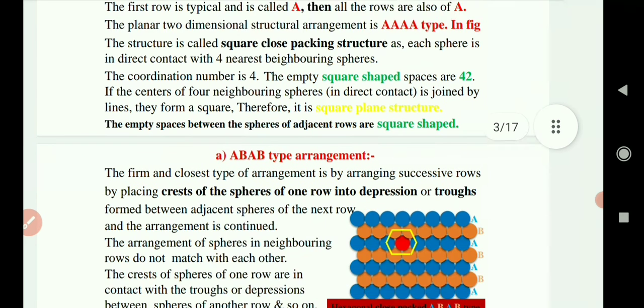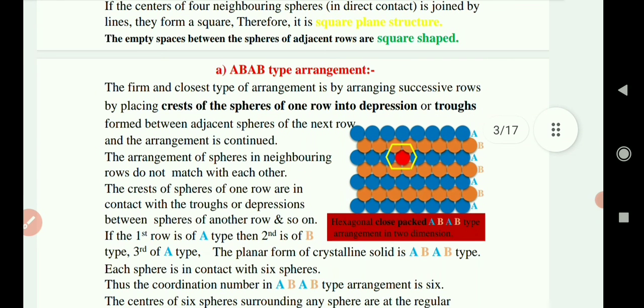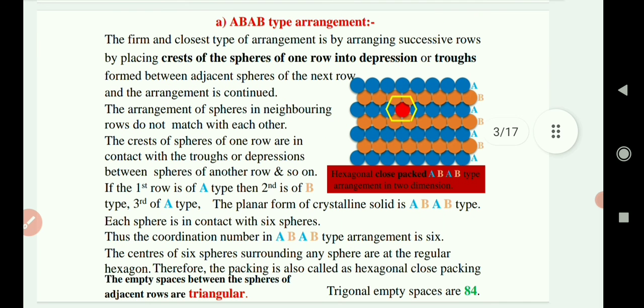Second type is AB-AB type of arrangement. Now in AB-AB arrangement, in the diagram you can see the first line which is called A. The second line that is arranged is present in the depression of A. Depression means the gap between the two blue spheres. In that, the B particles, the orange spheres which we consider as line B, are present.